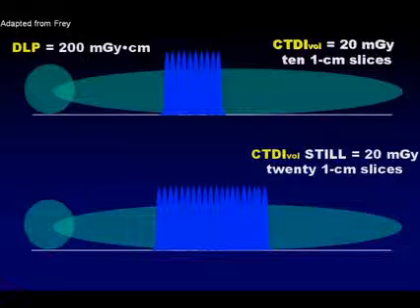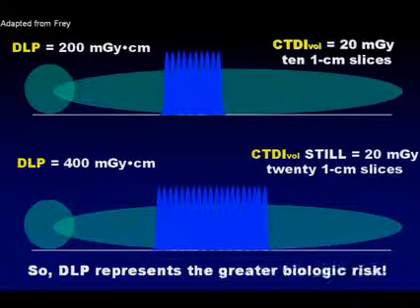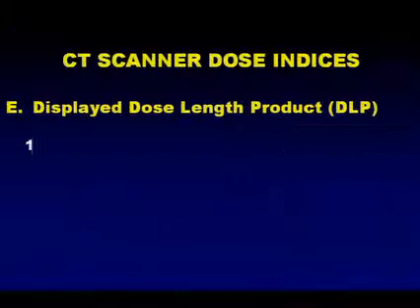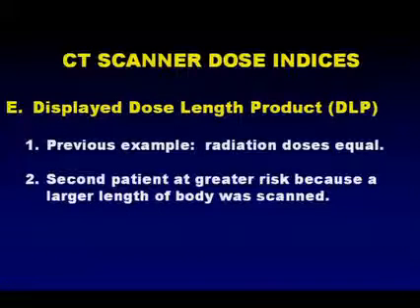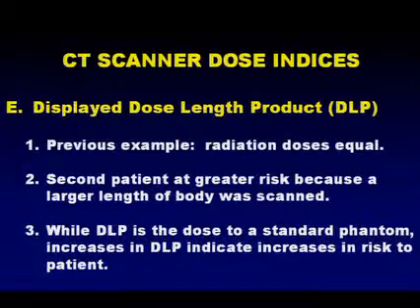If I double the number of slices, my CTDIvol is still 20 milligray, but my DLP is going to be 400 milligray centimeters. So it does give us a representation of how we change technique and how that might affect the biological risk. So in my previous example, my radiation doses were equal, but the second patient's at a greater risk because of the larger length of body that was scanned.